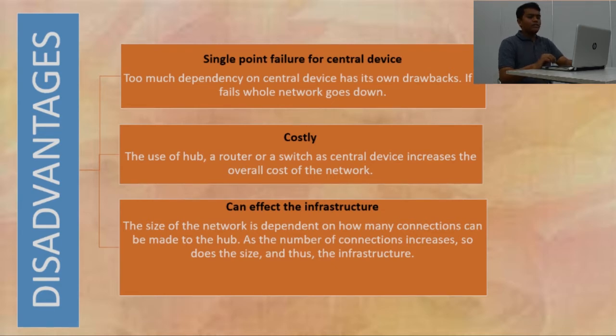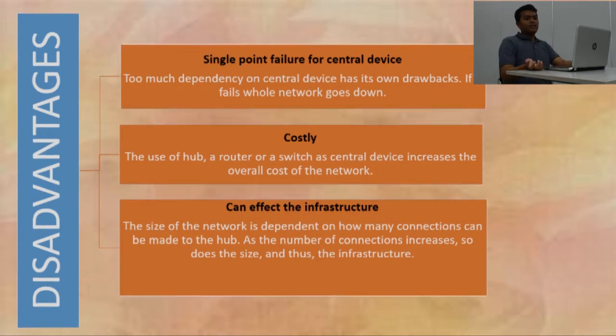The third one is that it can affect the infrastructure. The size of the network is dependent on how many connections can be made to the hub. As the number of connections increases, so does the size and thus the infrastructure.